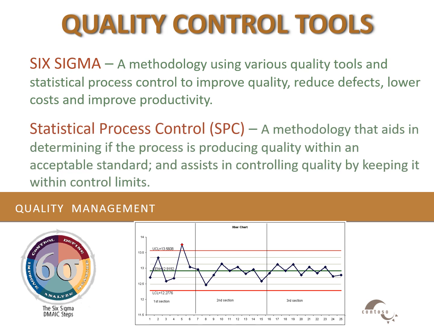SPC, or Statistical Process Control, is a method that aids in determining if the process is producing quality within an acceptable standard, and it also assists in controlling quality by keeping it within control limits.